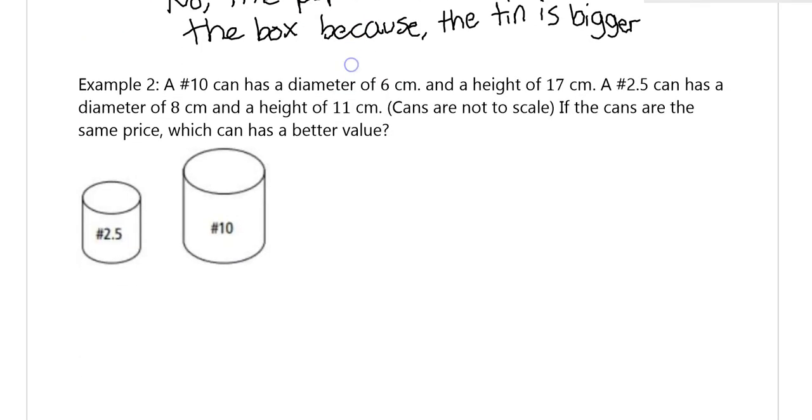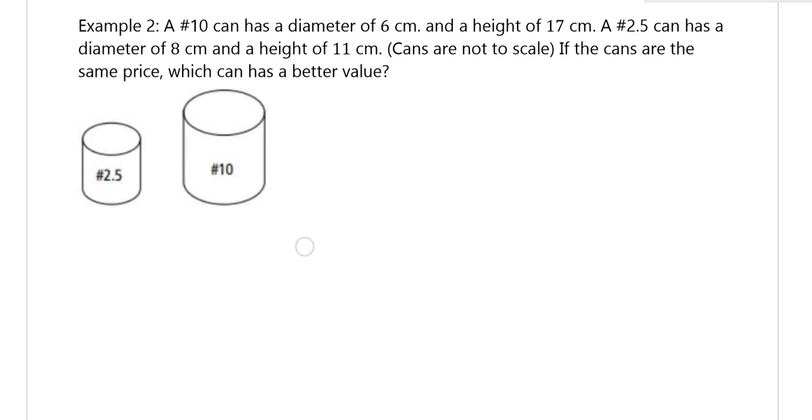All right, let's look at example number 2. A number 10 can, the one with the number 10 on it, has a diameter of 6 centimeters. So I'm going to draw that in. It has a diameter of 6 centimeters. Remember, diameter is all the way across. And a height of 17 centimeters.